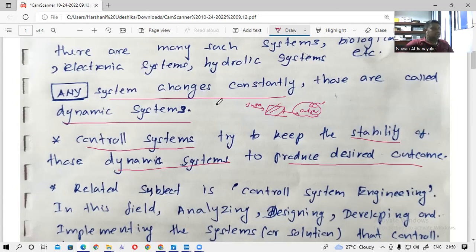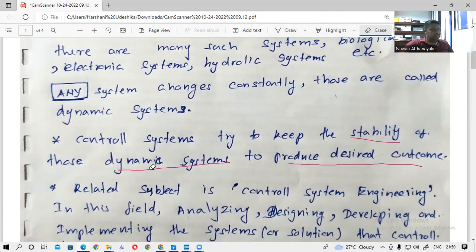So you can see that if the system is changing, we have to first identify the change. To give a solution, first we need to identify the change, how it is changing and what parameters change. For that, we have to analyze, and then we can find the solution.